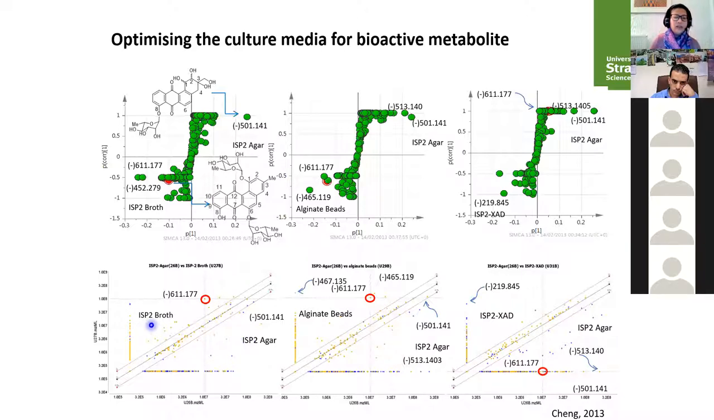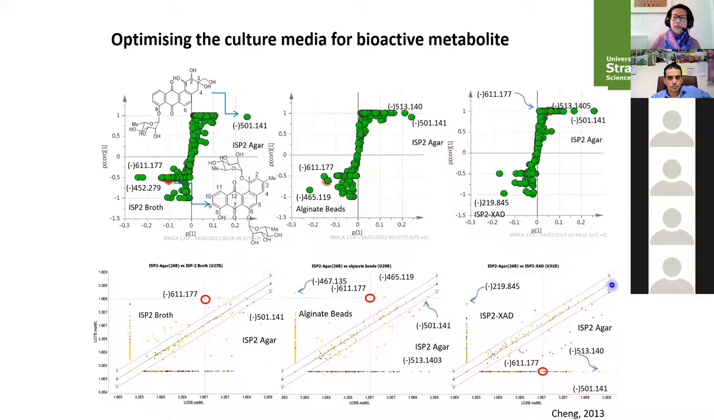procedure. So here's the ISP2 broth. We could spot the 611 molecular weight on the side of the ISP2 broth, which we could not find in the ISP2 agar. When it comes to alginate beads, there is a higher concentration of the 611 peak that was also observed in the diagonal plot from the MCETmine, and still we cannot see it in the ISP2 agar. But when we use XAD, there was a total disappearance of our 611 peak. And you can see here, it's very near to the zero line. We could detect it in the ISP2 agar, but in a very minute or diluted concentration, yeah?